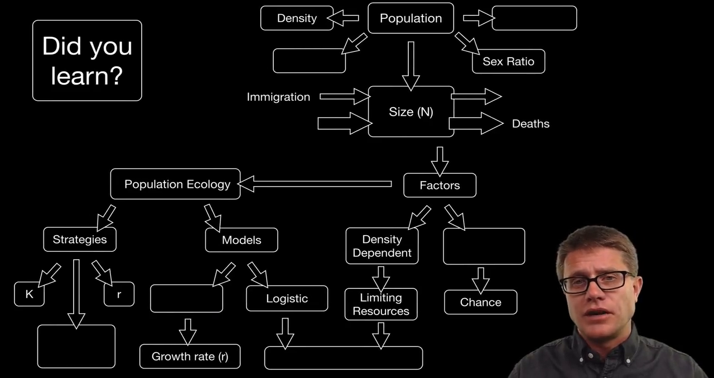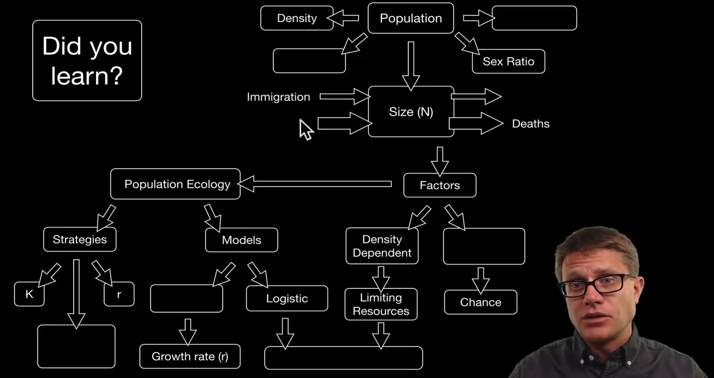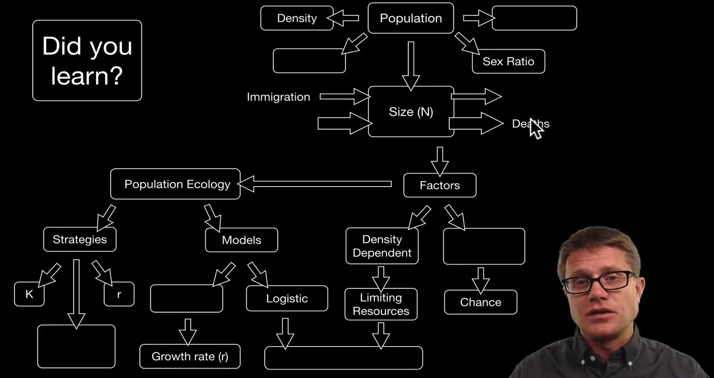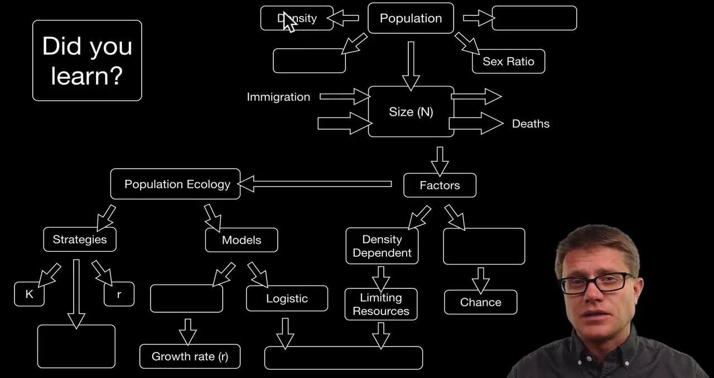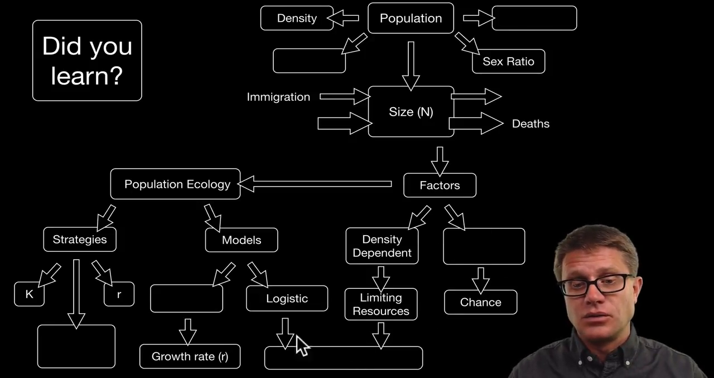And so did you learn the following? Could you pause the video at this point and fill in the blanks? Population size is determined by immigration and birth, which increase it, and decreased by emigration and deaths. We've got other characteristics: density, distribution, sex ratio, and age structure. There are density independent and dependent factors. Density independent, remember, are related to chance. Density dependent lead to what's called a carrying capacity, or K.